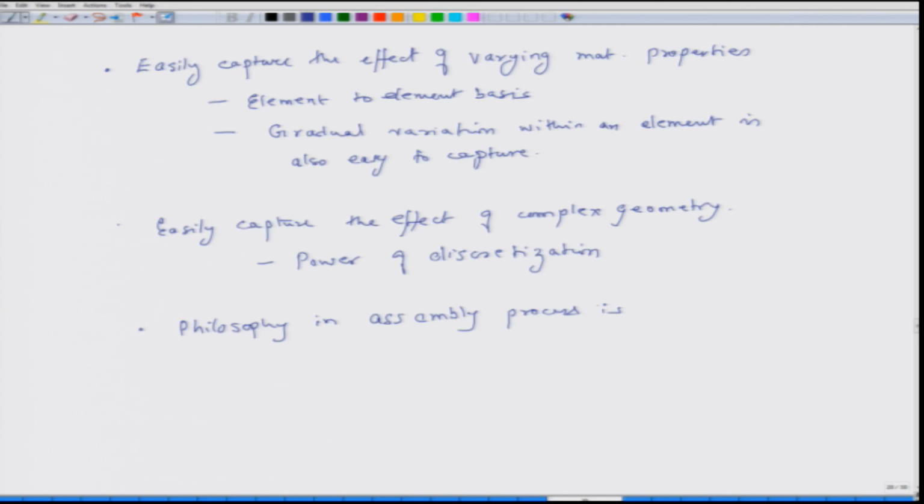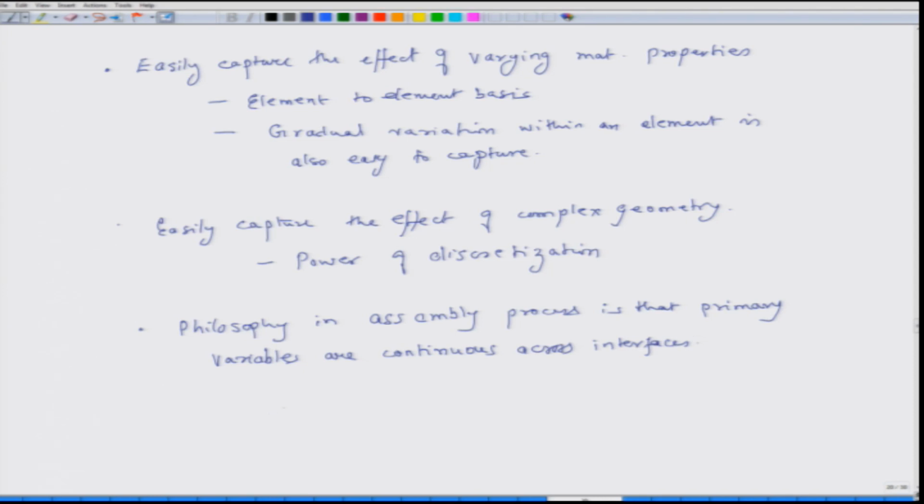And the philosophy in this assembly process is that primary variables, and I will explain this term, are continuous across interfaces. So, what does that mean?